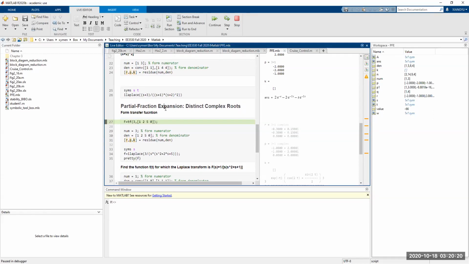Now let's see the case of partial fraction expansion for distinct complex roots. Let's assume this is the Laplace transform of the output. The denominator is of order 3, and the numerator is s cubed plus 2s squared plus 5s. Then we can define the numerator and denominator, and apply residue.